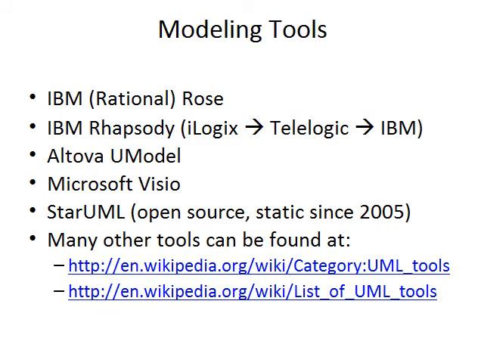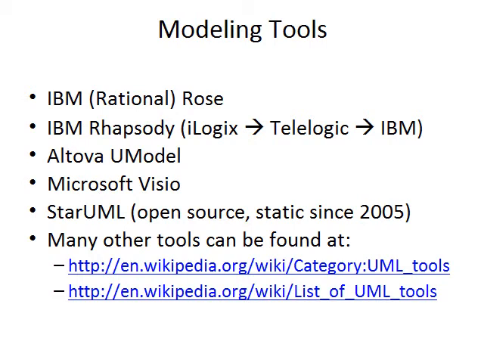There are many different kinds of tools available, many more than this even. I just wanted to note a couple of them. I mentioned earlier Rhapsody and Rational Rose. They're both IBM products. I'm pretty familiar with IBM Rhapsody. That's the tool I use to do the modeling work that I've done in my career. They were owned by iLogix, bought by Telelogic, and then by IBM. So even though Rose and Rhapsody are somewhat competing products, they're both owned by IBM.